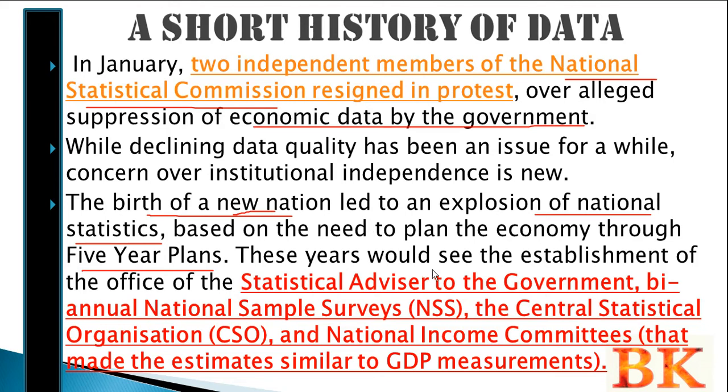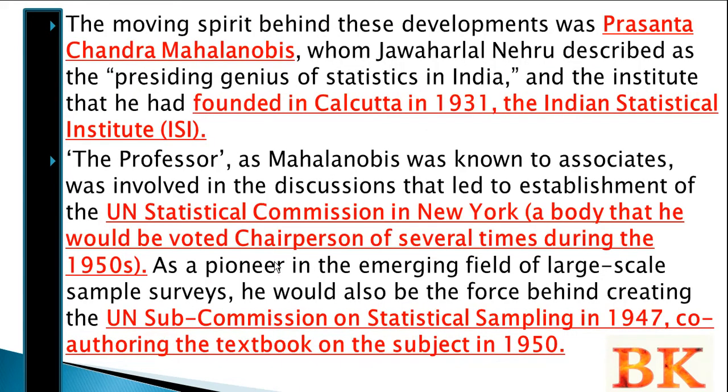So these years would see the establishment of the office of the statistical advisor to the government, biannual national sample surveys, the Central Statistical Organization, that is the CSO, and the national income committees that made estimates similar to GDP measurements. So all these bodies were made post independence due to the need for these surveys for preparing the 5-year plans.